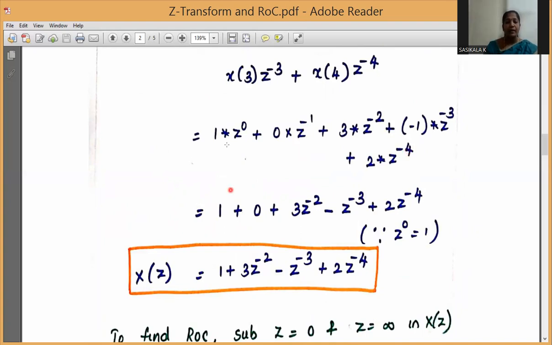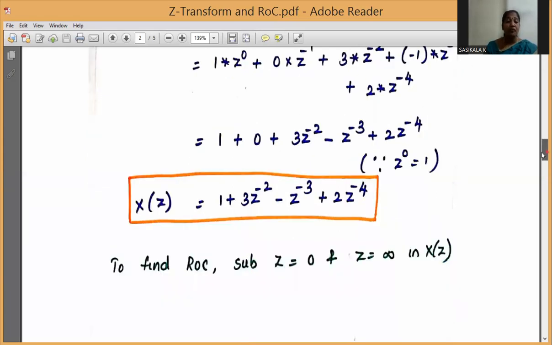And we know that anything power 0 is 1. So here the first term becomes 1 plus 0 into anything is 0 plus 3 into Z power minus 2. Again, plus into minus is minus Z power minus 3 plus 2 into Z power minus 4. So your X of Z is equal to 1 plus 3 Z power minus 2 minus Z power minus 3 plus 2 into Z power minus 4. So now we have found Z transform of x of n.